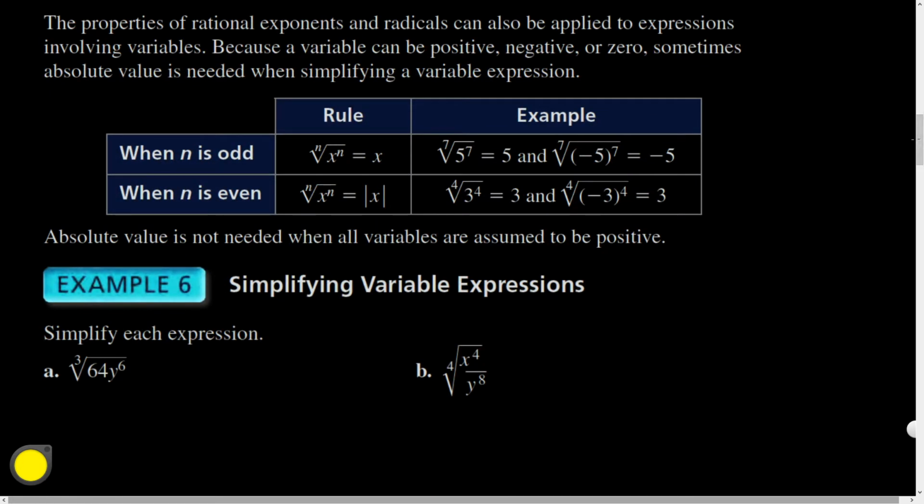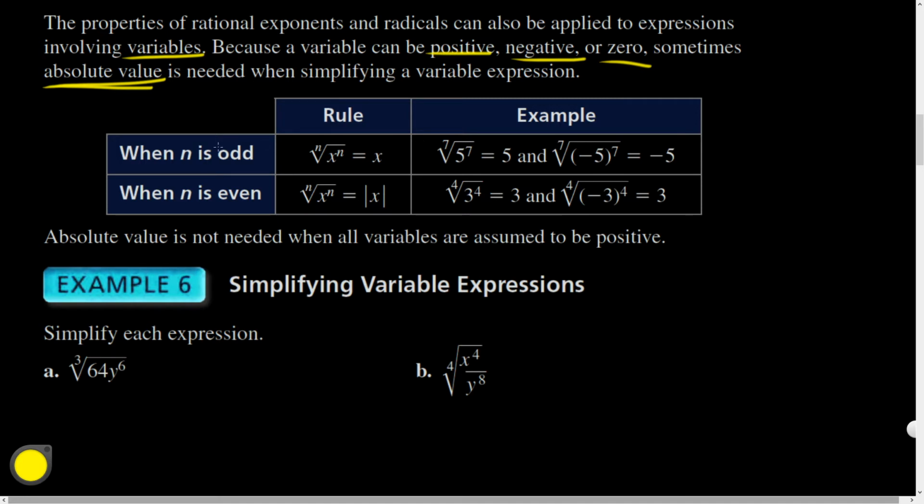All right, so check this out. Be forewarned, in my version of Algebra 2, on the upcoming test for this unit, I'm not going to require you to include whether or not you need an absolute value over these x things. But there will be some homework problems about this, and it may show up in future courses, so be forewarned. It turns out properties of rational exponents like radicals can be applied to some expressions involving variables. Because a variable can be positive, negative, or 0, sometimes absolute value is needed when simplifying a variable expression.